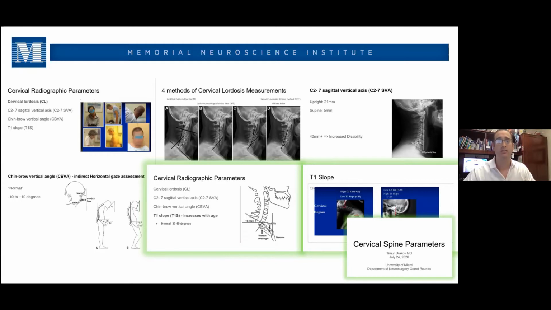And then the last one to talk about is T1 slope, which is defined as the angle very similar to a sacral slope. So the intuition's still there. Sacral slope is the slope of the sacral body from the horizon. T1 is the same, and the number there is around 40. If the angle is above 40, it can be associated with worse patient-reported health outcomes.